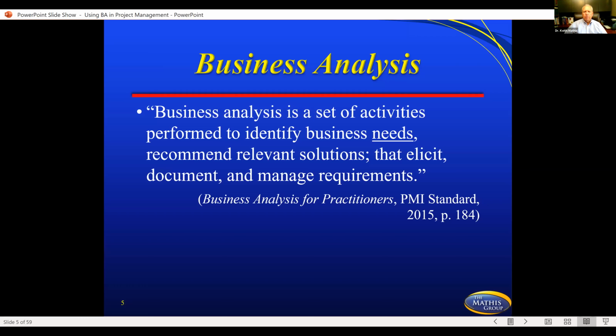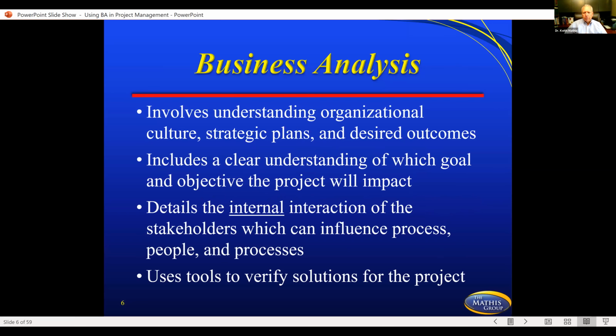They will do the analysis on documents, making sure certain documents have been documented and turned in that's going to benefit the customer. But the main thing I would say is just remember that your business analyst is looking through the eyes of the customer. The BA involves understanding organizational culture, strategic plans, desired outcomes, and a clear understanding of what goals or objectives the project will impact. It details the internal interaction of the stakeholders, which can influence people and processes. It uses tools to verify solutions for the project.